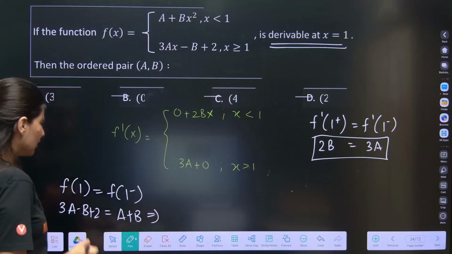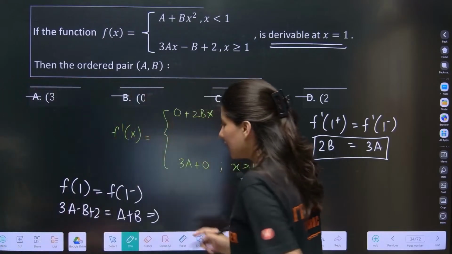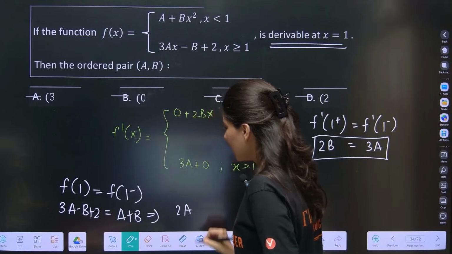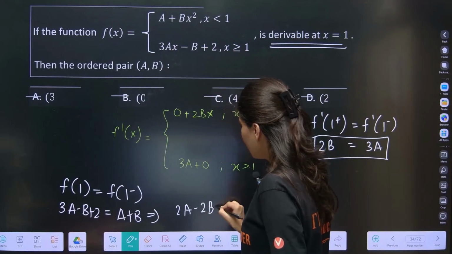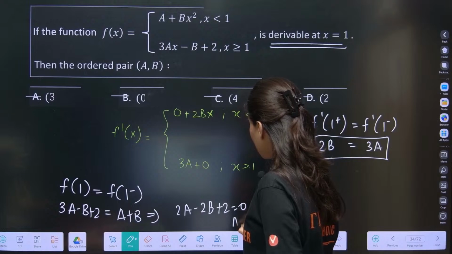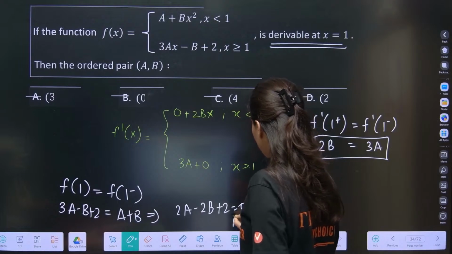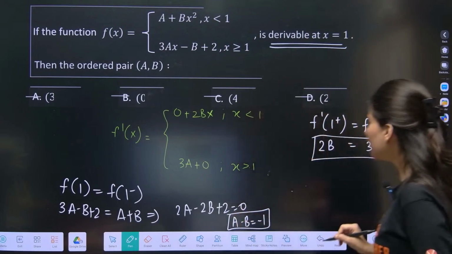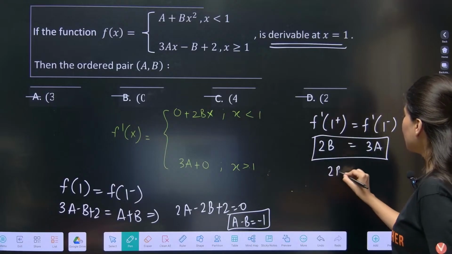So two equations, two unknowns. Can you solve it? Tell me. So this is 2a minus 2b plus 2 is equal to 0. So a minus b is equal to minus 1. a is equal to b minus 1.